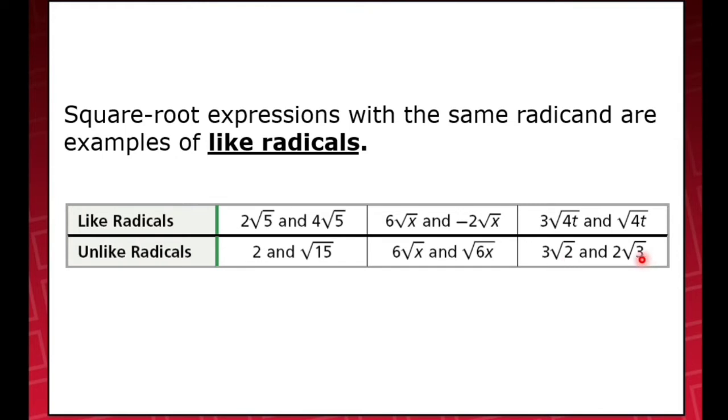Why do we need to know how to identify like radicals? It is important that we know what like radicals are because we can only combine radicals that are like radicals. Meaning, we can only add and subtract like radicals. We cannot add or subtract unlike radicals. Only like radicals.